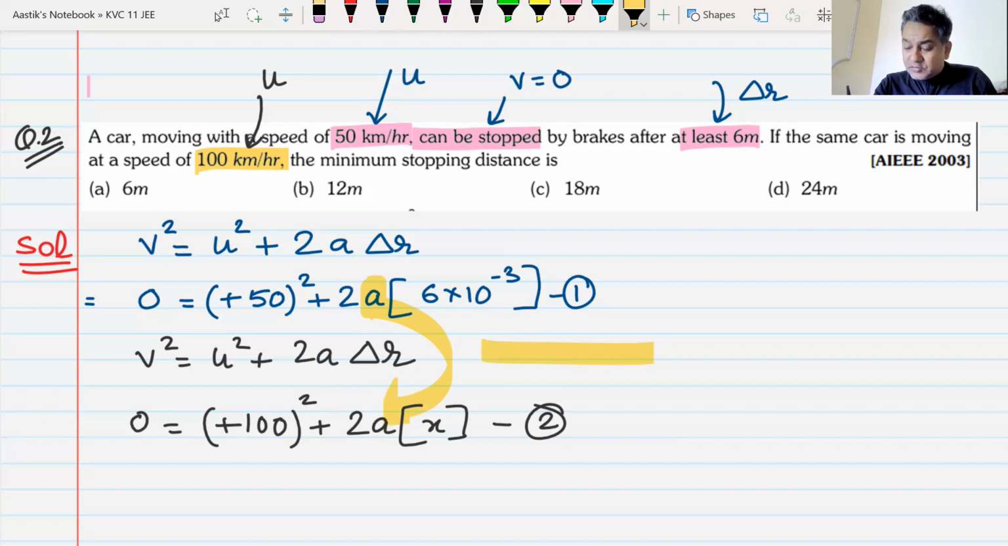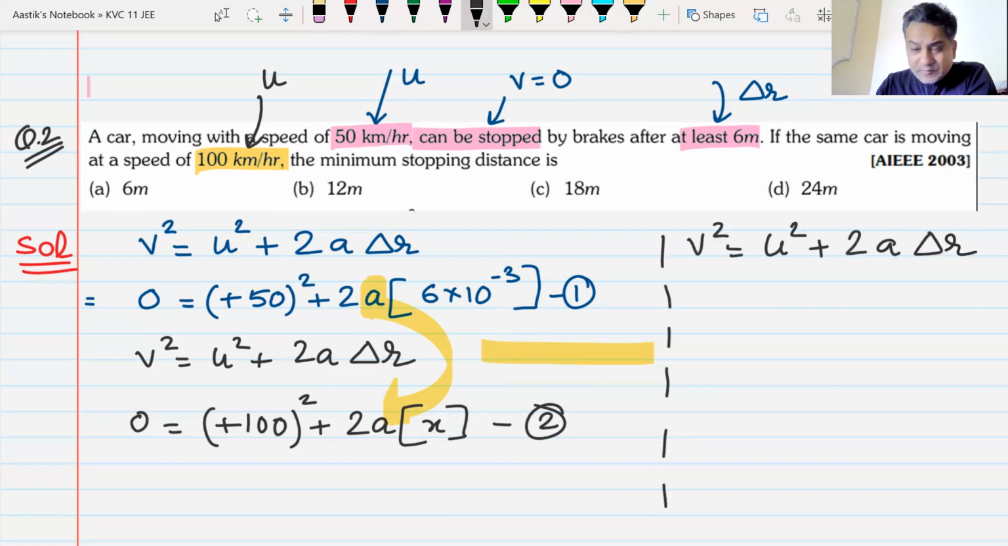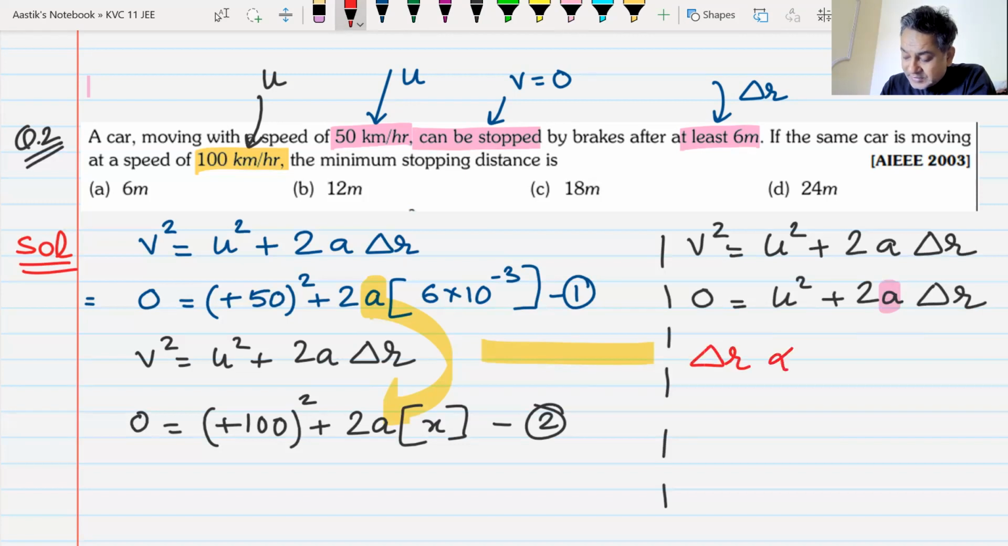You could have just understood this one thing rather than doing all this. See, if I just start from here, v square is equal to u square plus 2 times a into delta r. When the car is stopping, final velocity is 0. 0 is equal to u square plus 2 times a into delta r. If the car is same, acceleration is same. That means your displacement in which it will stop will be directly proportional to u square. Are you getting my point?